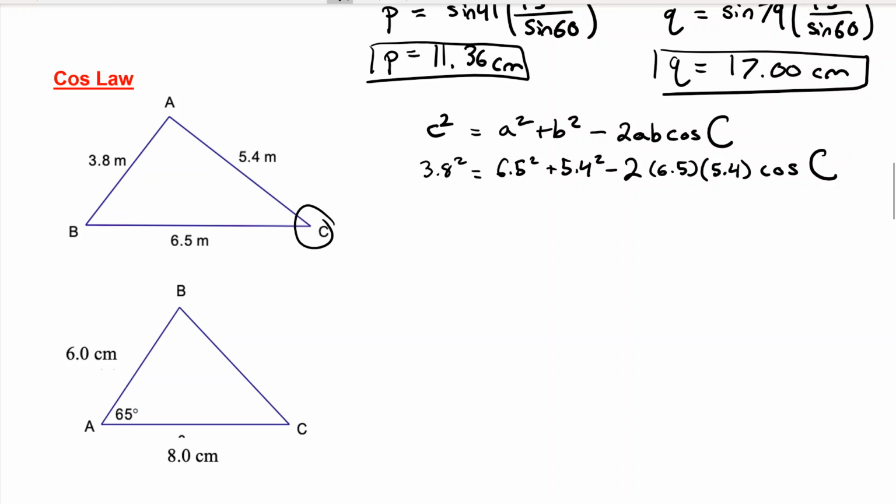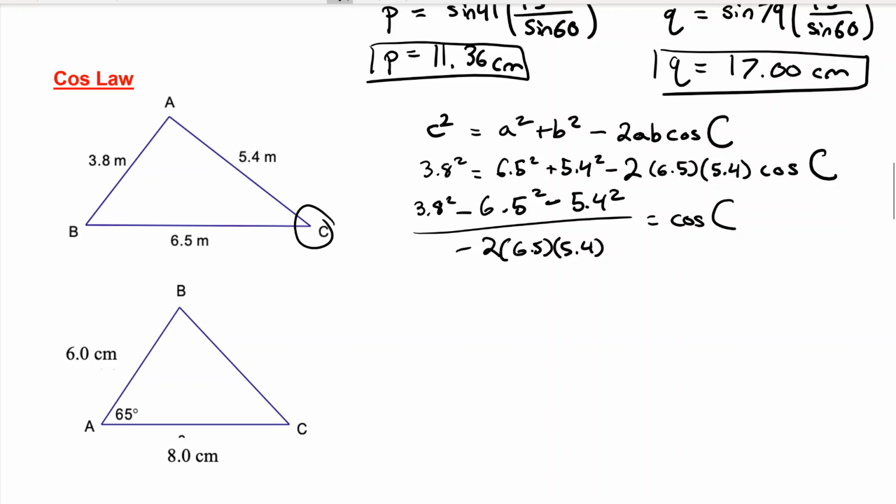So since I'm looking for an angle, I could actually rearrange this to have C on one side. So let's do that. So I've got 3.8 squared, which is my opposite side. I'm subtracting the two other sides, 6.5 squared, and I'm also subtracting 5.4 squared. And then I'm going to divide everything by -2 times A times B. So -2 times 6.5 times 5.4. And all of that equals cos of C.